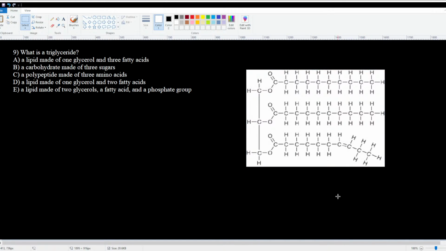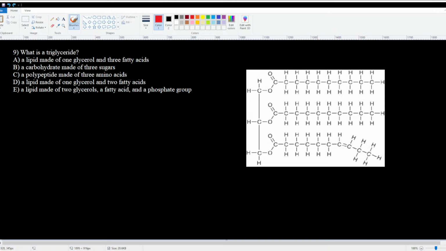So this is a triglyceride, right? This group is your glycerol, and then these are all your fatty acids. And this one is going to be unsaturated, because look here, we have a double bond. This one's going to be unsaturated. This one's going to be saturated.